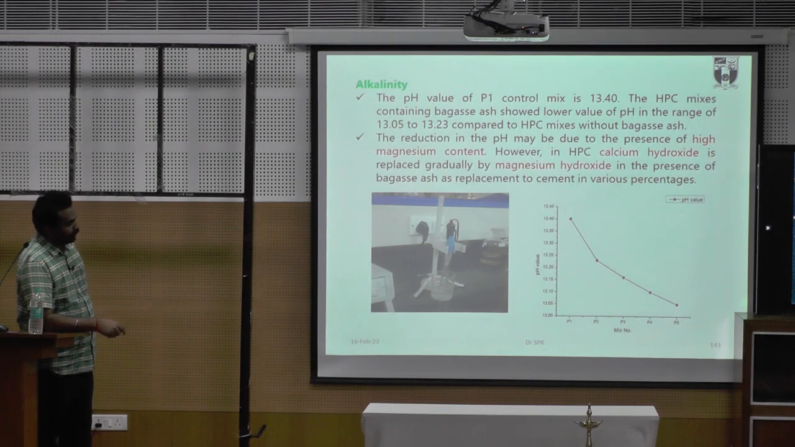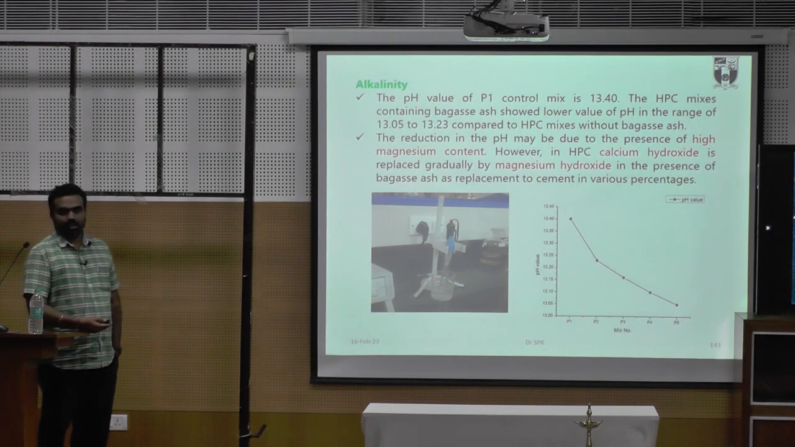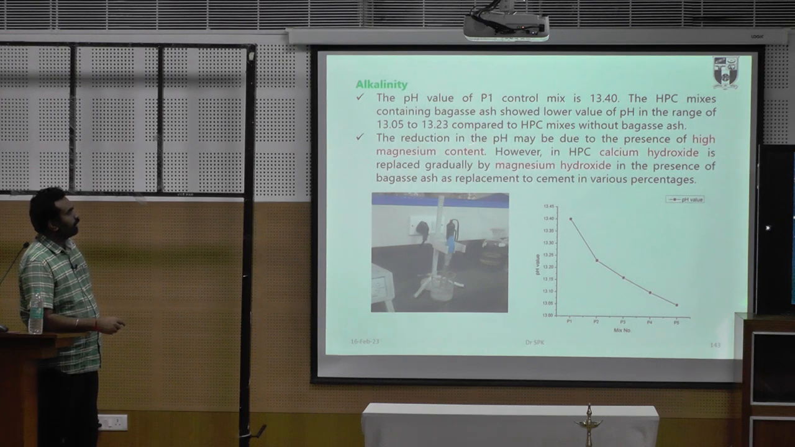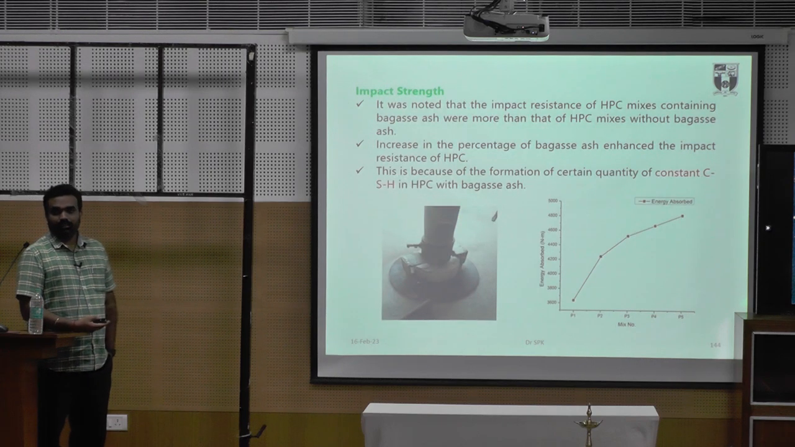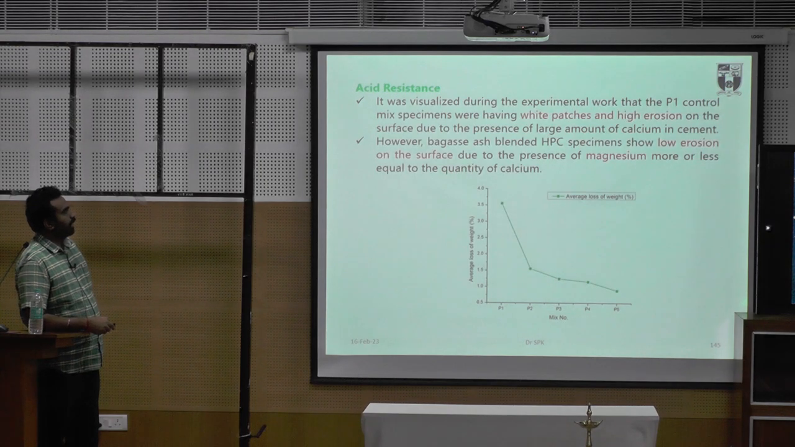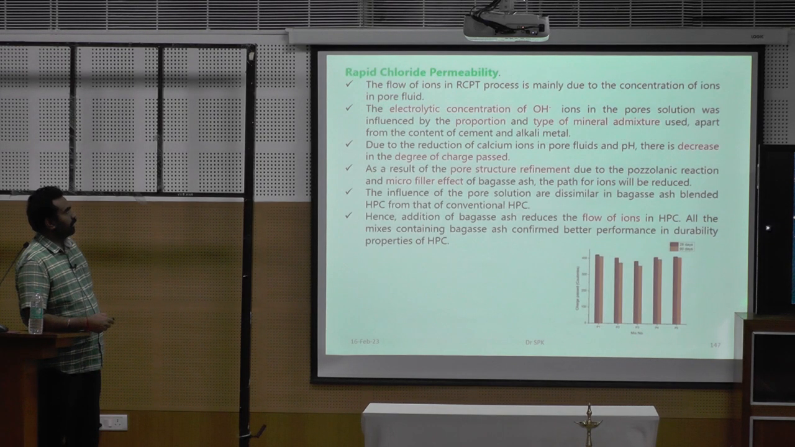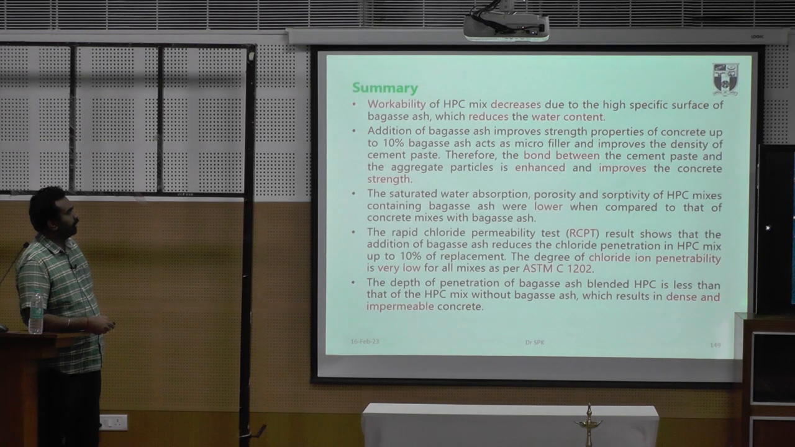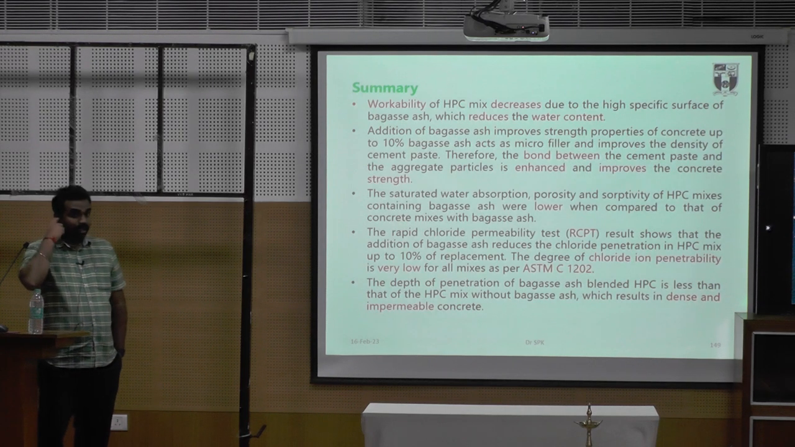So when you go for an alternative material, any alternative material, we have to ensure that there is a reduction in the pH value due to the presence of high silica content and magnesium content. However, in the HPC, calcium hydroxide is replaced gradually by magnesium hydroxide. So this is also giving an assurance that the material is more suitable. Then the impact value analysis, acid resistance and seawater resistance, rapid chloride penetration test, water permeability. So that's all about the high performance concrete.